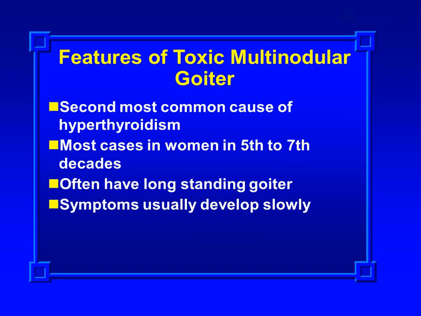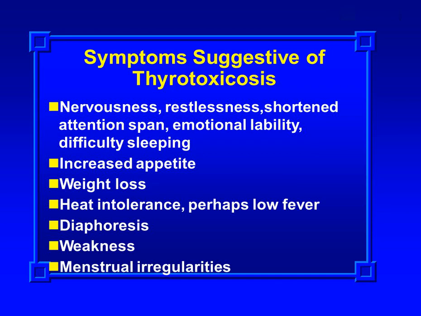Features of toxic multinodular goiter. Second most common cause of hyperthyroidism. Most cases in women in 5th to 7th decades, often have long-standing goiter. Symptoms usually develop slowly. Symptoms suggestive of thyrotoxicosis.